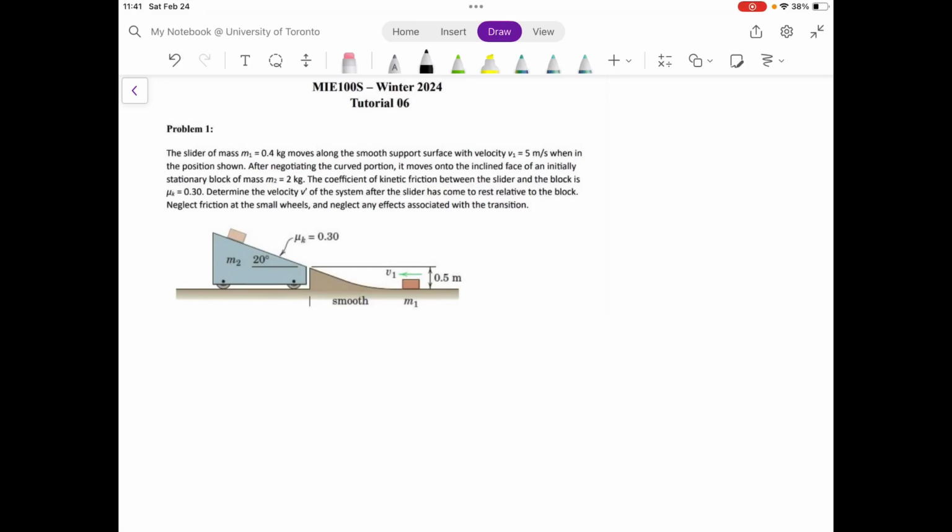Tutorial number 6, question number 1. The slider of mass m1 = 0.4 kilograms moves along the smooth surface with a velocity of 5 meters per second when in the position shown. It moves along the inclined face of an initially stationary block of mass m2. We need to determine the velocity v hash of the system after the slider has come to rest relative to the block. Apparently, there are 3 stages.